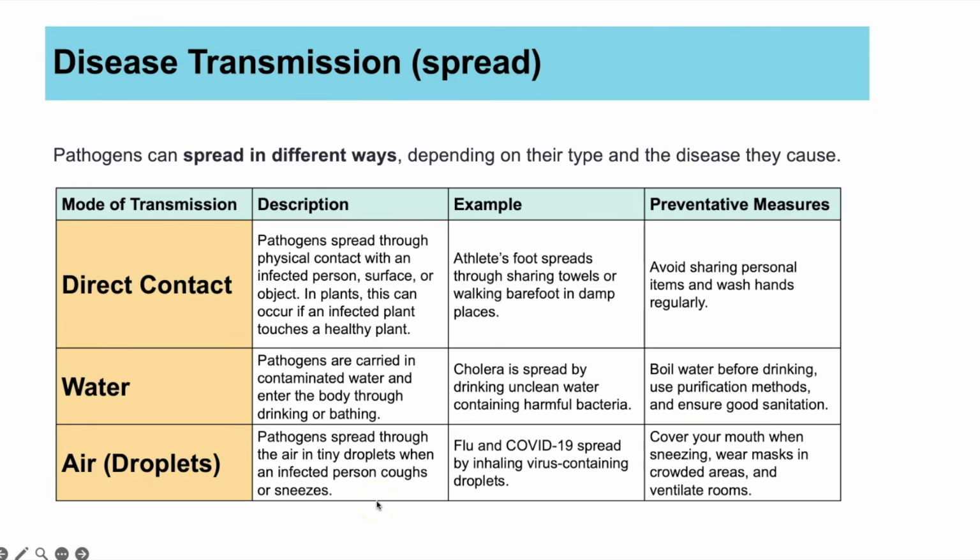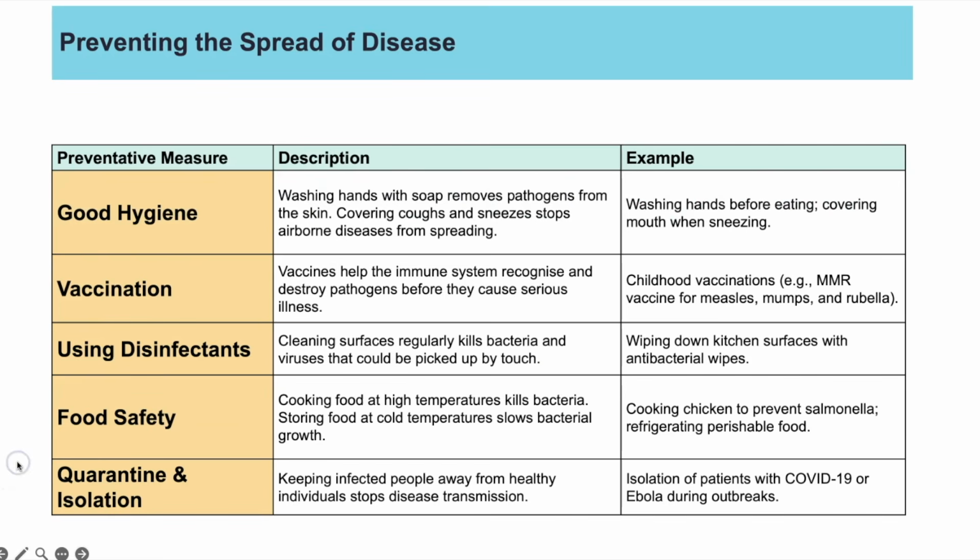This is when the pathogen spreads through air in tiny droplets when an infected person coughs or sneezes. This is how the common cold, flu, and COVID-19 are spread. It's through inhaling those virus-containing droplets. To prevent the spread, cover your mouth when you are coughing or sneezing. Wearing masks prevents the spread as well. And in crowded areas, try to make sure that you are having as much ventilation as possible.